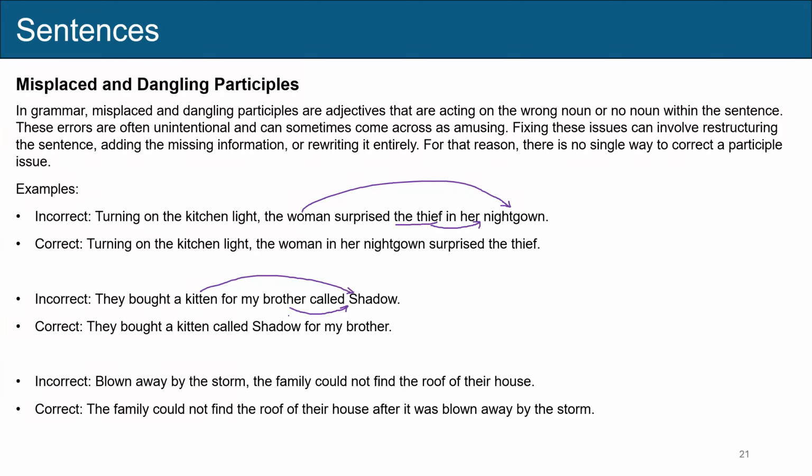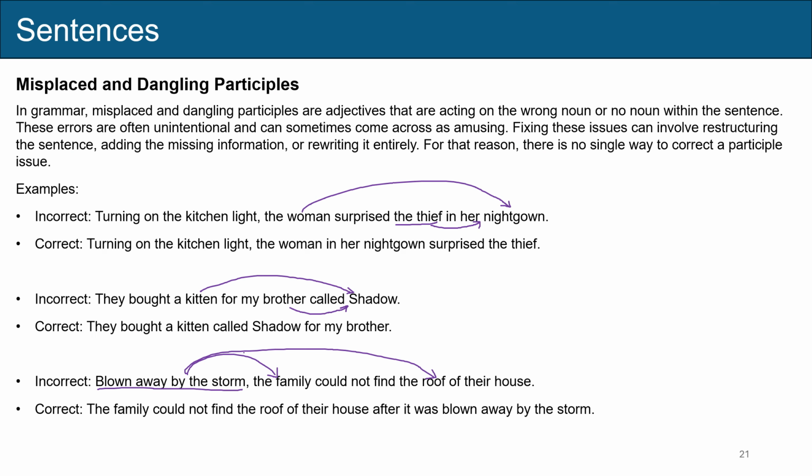Now it's clearly connected. Blown away by the storm, the family could not find the roof of their house. There's two ways we can interpret this one. We might think that, blown away by the storm, that is the family that was blown away by the storm. Or we might think it's the roof of the house. Here we have the family more closely connected to the blown away by the storm part. So people might more likely interpret it as the family was blown away.